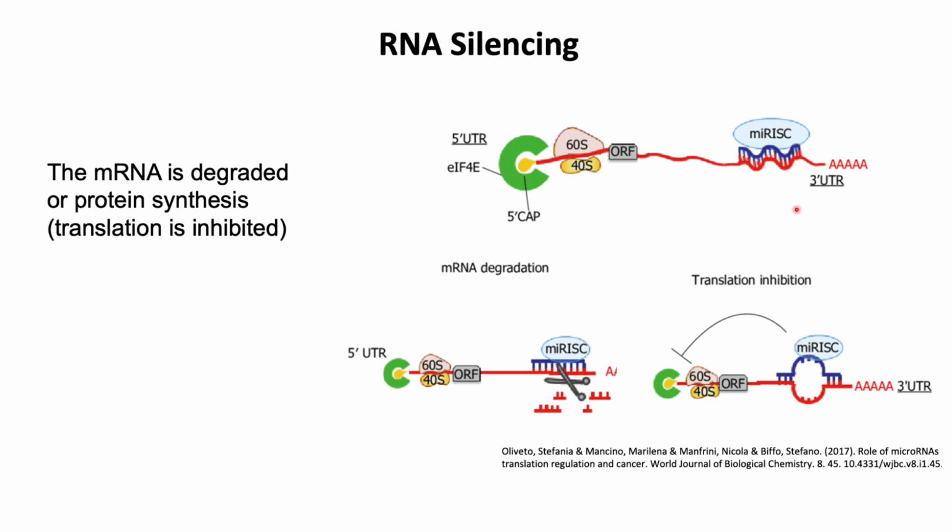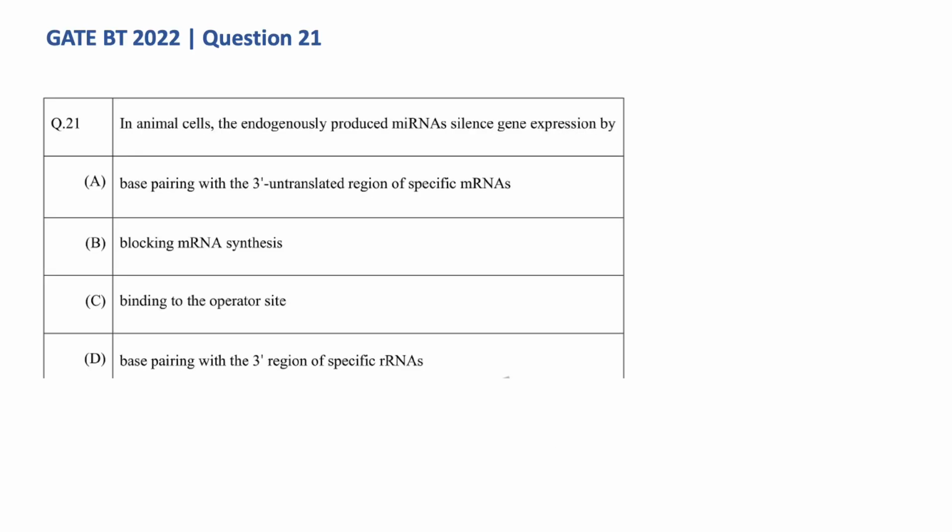So once the RISC complex binds to the 3' untranslated region of the mRNA, it results in the degradation of the RNA or results in the inhibition of protein synthesis or translation. Either way, the RNA becomes non-functional. So this is the mechanism of RNA silencing or RNA interference.